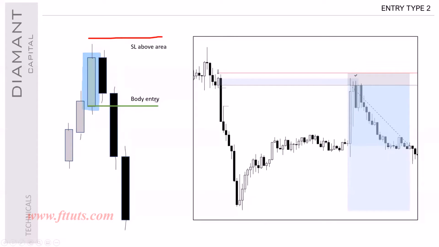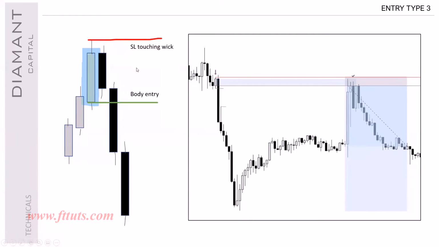Second type would be the body entry. Stop loss above the area as well, just to keep it safe. So not just above the wick, but surrounding candles as well. The body entry is widely used, especially for people who work on the 1 hour time frame. Now, of course, if you're working on the 1 hour and using the body, you're not going to be getting trades that are, say, 1 to 50 or whatever you've seen in my case studies. Hence why I refined my entries. But it's the second type. The third type, I would say, is body as well, with the stop loss just touching the wick.